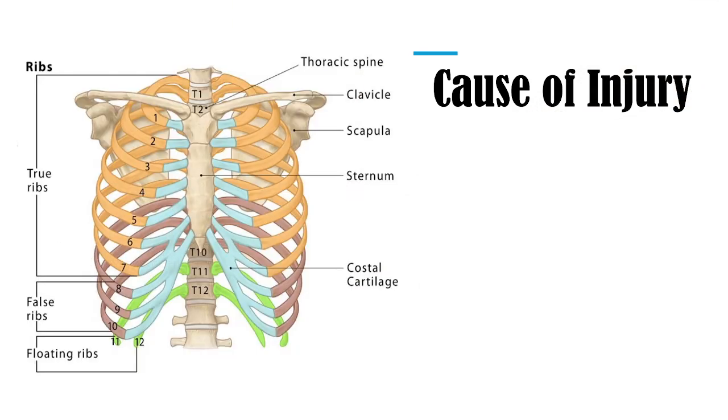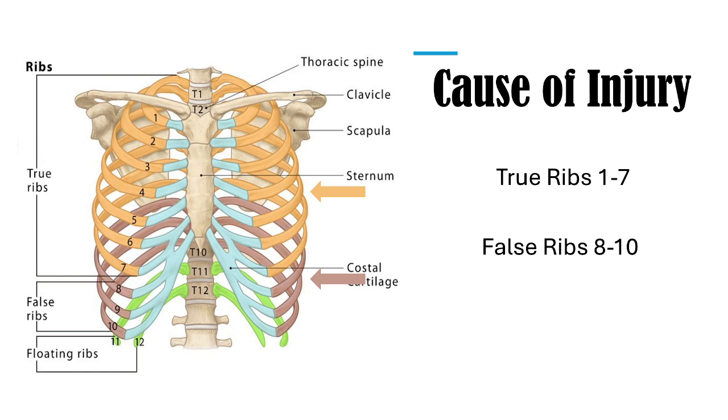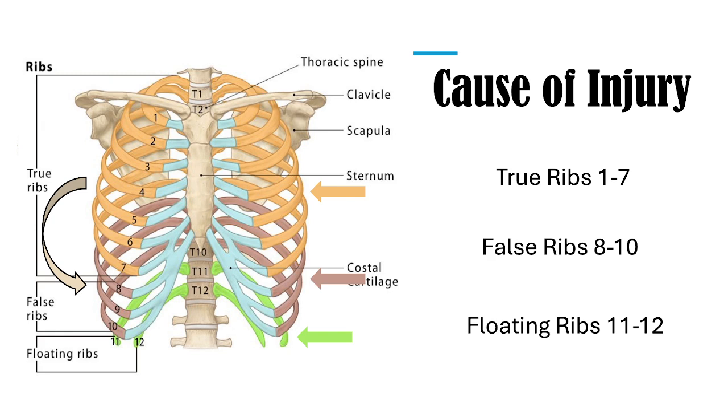What causes a rib fracture? The ribs can be categorized in three sections: true ribs 1 to 7, false ribs 8 to 10, and floating ribs 11 to 12. Any of these ribs can be fractured, though the most common to undergo this injury are the middle ones. As I mentioned before, rib fractures can result from various causes.